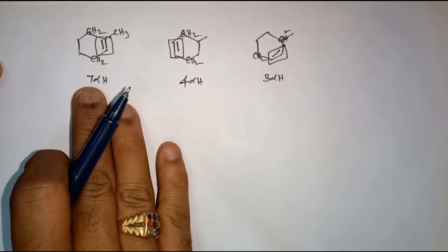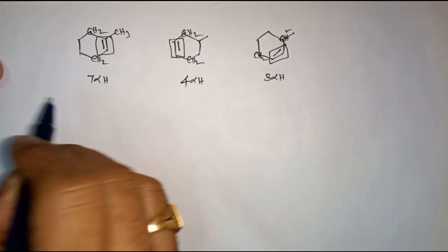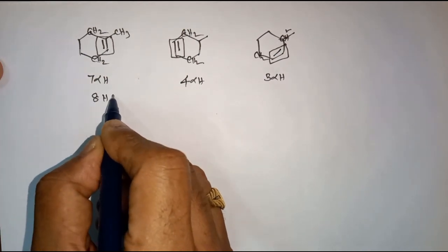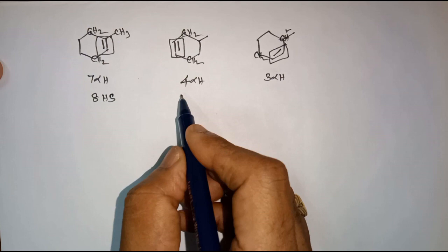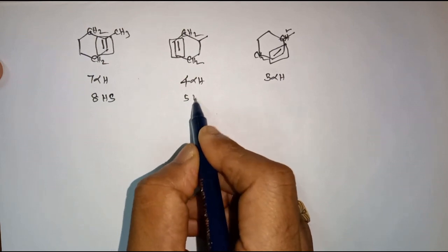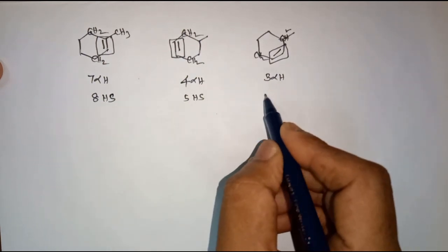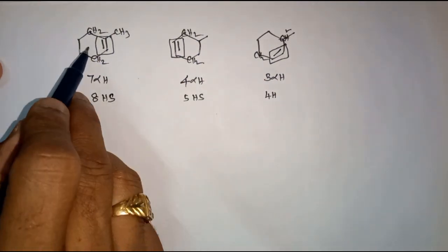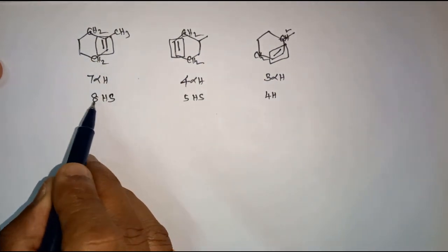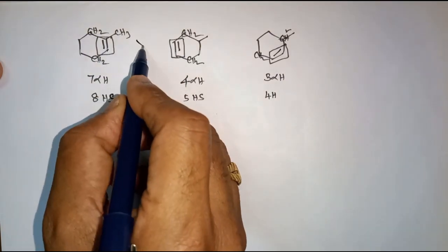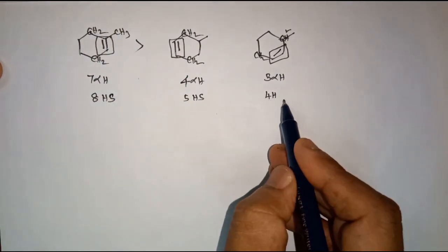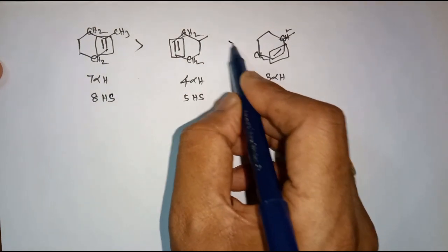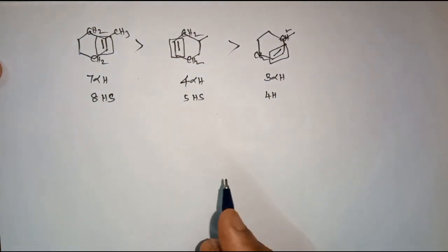If the number of alpha hydrogens is 7, how many hyperconjugative structures does it show? 7 plus 1, 8 hyperconjugative structures. Here 4 plus 1, 5 hyperconjugative structures. Here 3 plus 1, 4 hyperconjugative structures. So out of these three, this one shows the highest number of hyperconjugative structures, so it is the most stable. This one shows the least number of hyperconjugative structures, so it is the least stable. So this is the order of stability.